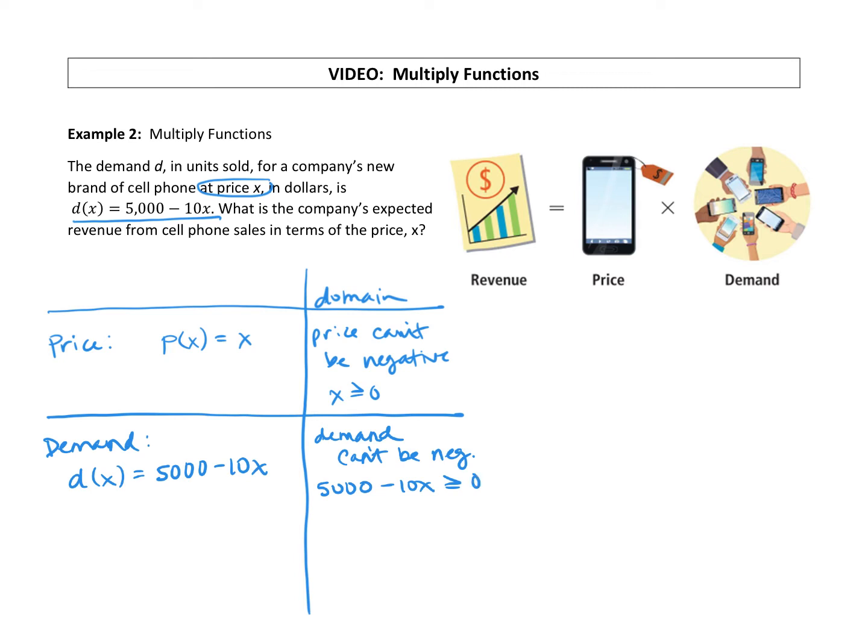And then because our domain is in terms of x, we're going to go ahead and solve this for x. Let's subtract 5,000 from both sides. That leaves us with negative 10x is greater than or equal to negative 5,000. We're going to divide everything by a negative 10. When you divide both sides of an inequality by a negative number, it's going to flip your inequality. So our x has to be less than or equal to a positive 500. So there's the domain for the demand.